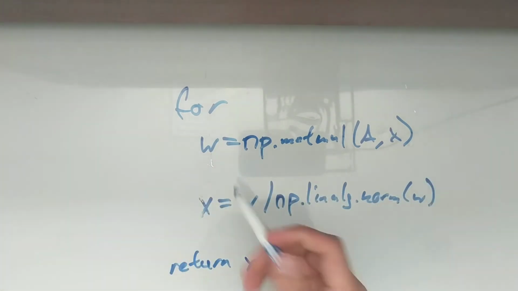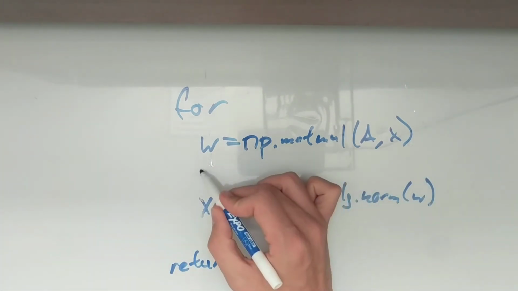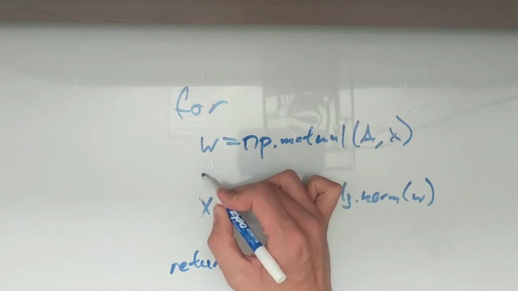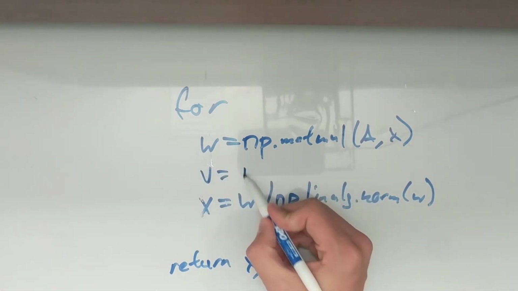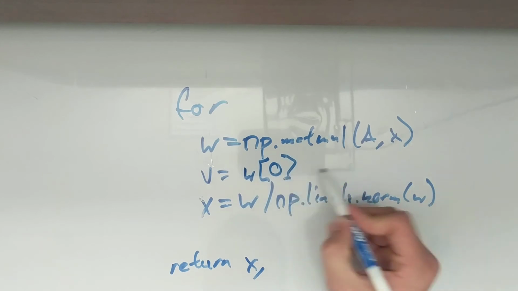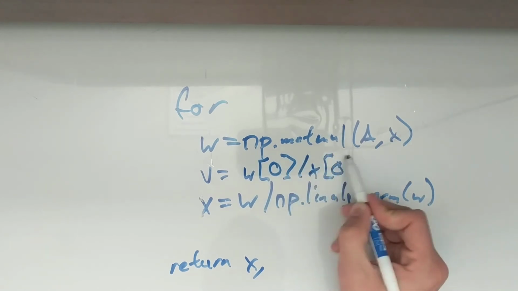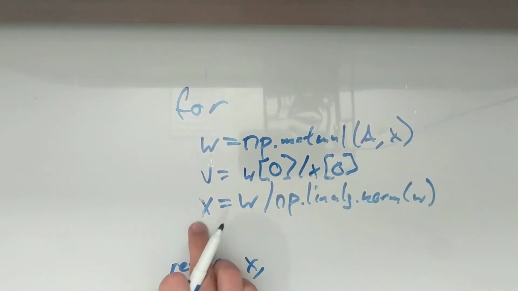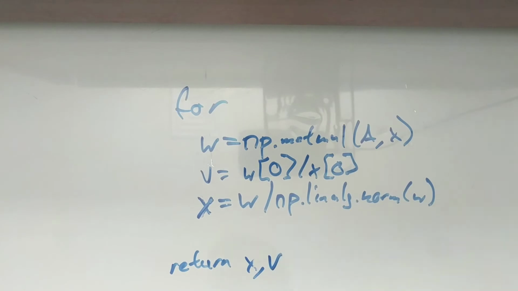And so in this spot right here, our eigenvalue, I call it v, is going to be W at 0 divided by x at 0. And it'll use this x because we haven't assigned that new x yet. And so that's why I'm putting that line before that line. And so you return x and v.